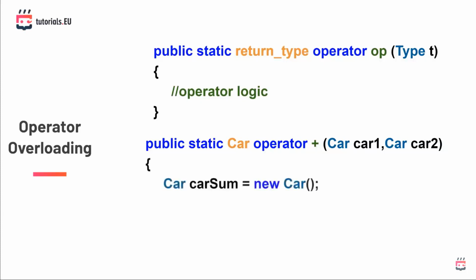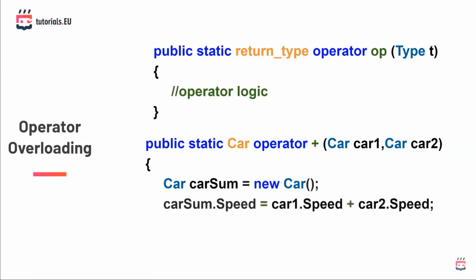Now, our operator logic is going to be as follows. First, we will create a new car object called car sum, and then we will set its car speed to be the speed of car 1 as well as car 2 combined. So car 1 plus car 2's speed. And finally, we will return it. As you can see, it's very simple. So let's try it out in Visual Studio.